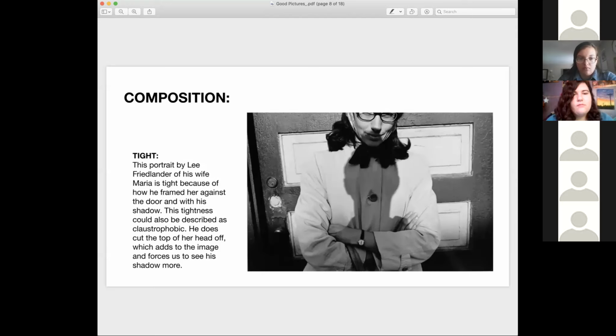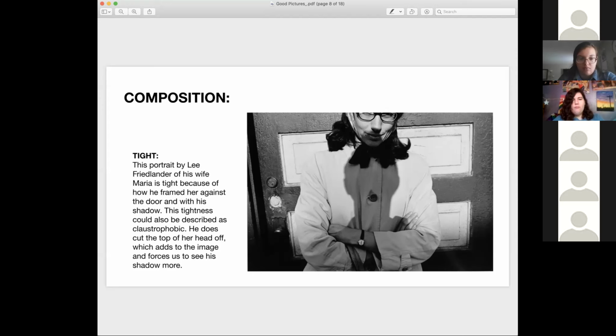Now that we've gotten those others, this, of course, is a tight composition. What do you think the subject is in this image? The reflection on her. The what? The reflection that's reflected on the lady. What reflection? The shadow of the other person. Okay, yeah. All right. So yeah, it's more the shadow, Lee's shadow, than the person that's in it.